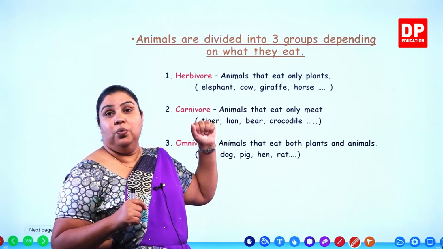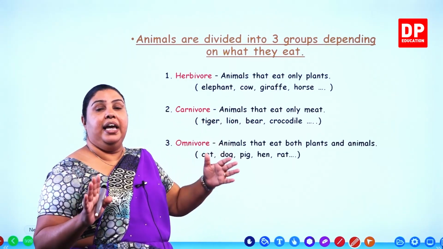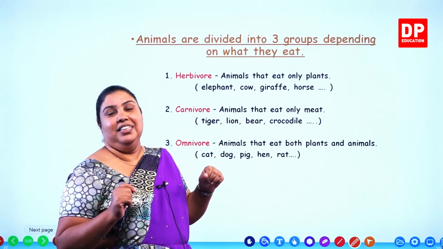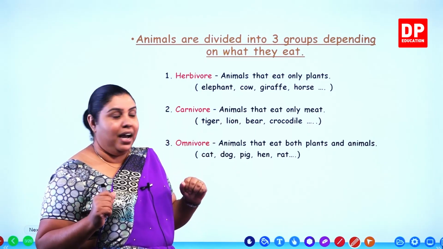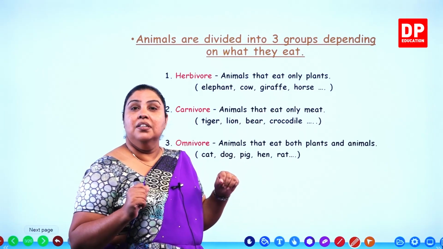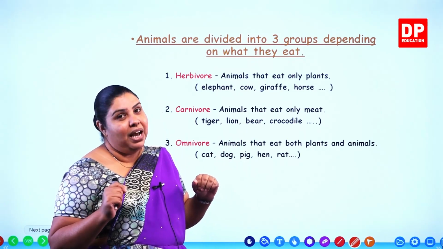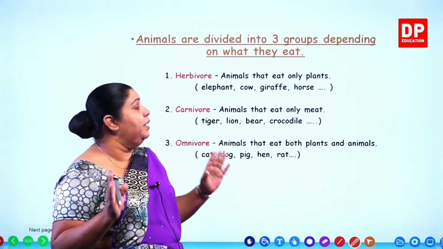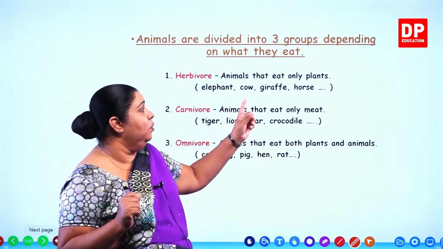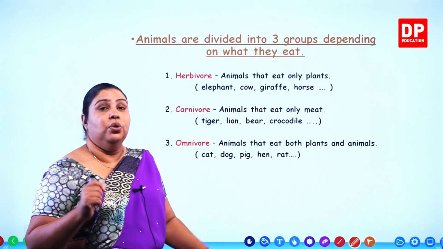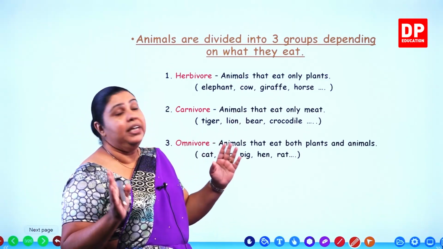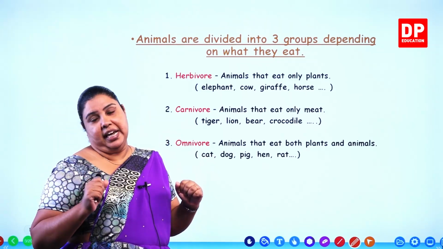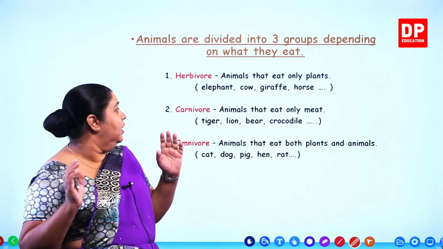Then the cow eats only hay and grass and all that, only plants. Giraffe eats only plants. And then the horse eats only plants and seeds. So there are some more animals who eat only plants. Here I have brought you only a very few. So the animals who eat only plants are called herbivorous. Herbivorous animals. We say herbivore.